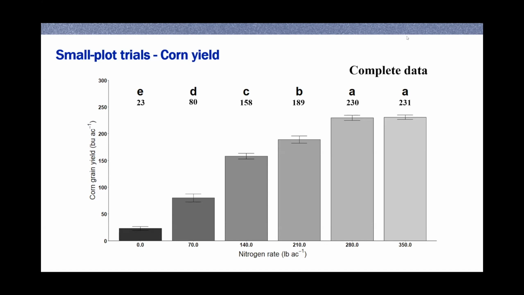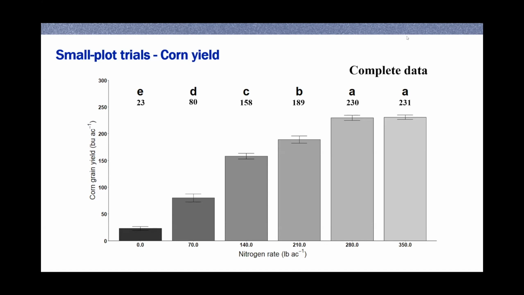So results. These are the results from small plot research, and you can see that 280 and 350 pounds of nitrogen did not yield significant results. And this is a small plot research. The x-axis is the nitrogen rates, and the y-axis is the yield, which is in bushels per acre.